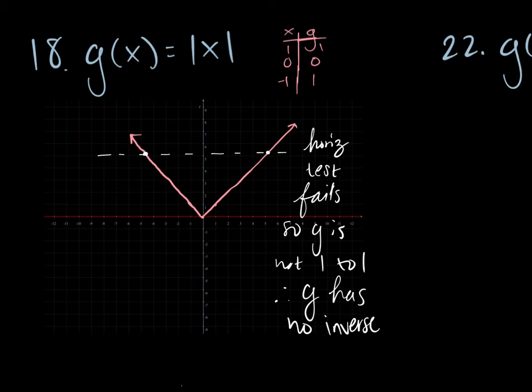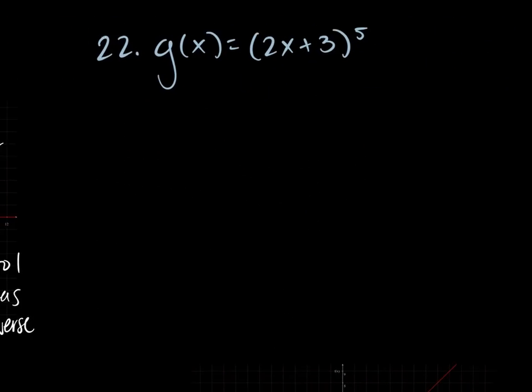And I do want you to be able to work with this reasoning on your own if I asked you to do it on the test. So I need to see that you did the horizontal line test, it failed, and therefore you know g has no inverse. You can't just guess. If you just guess and you get the right answer, you're still not going to get full points on that. Okay? So then let's look at 22.